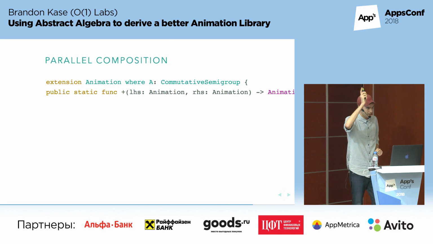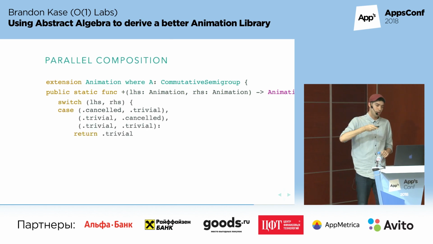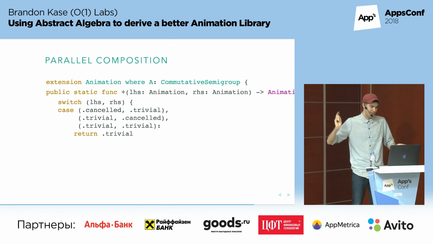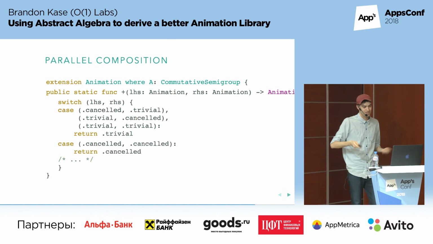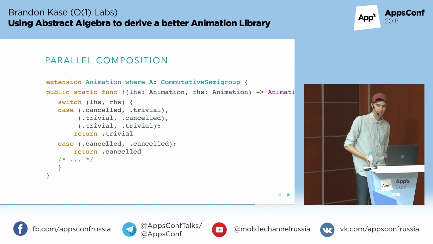We want to implement parallel composition of two animations. We're returning an animation. We switch. If it's canceled and trivial, trivial and canceled, or trivial and trivial, return trivial. Just do that. It makes sense, I think. If we have two canceled, we return canceled. Yeah, I guess 0 plus 0 is 0. That's kind of why I think that makes sense.